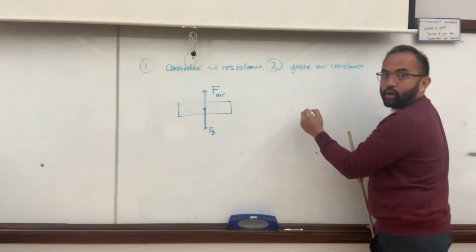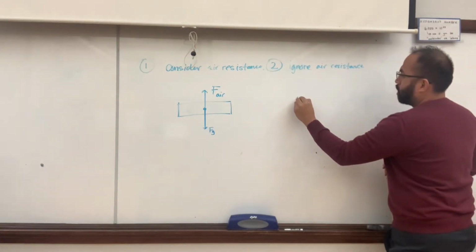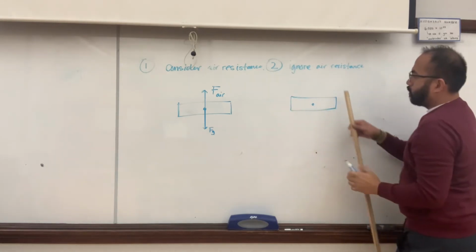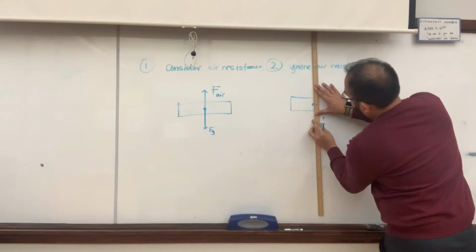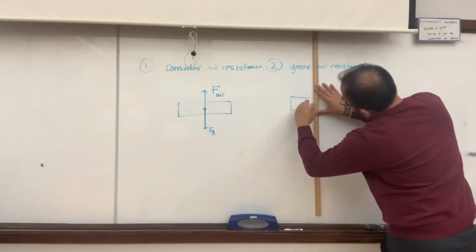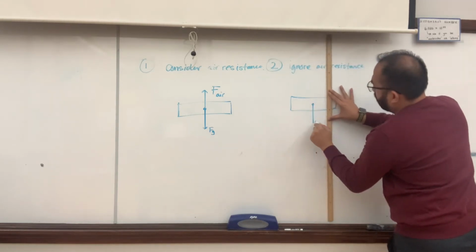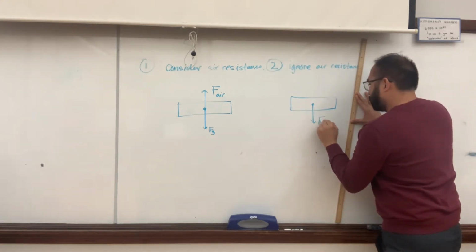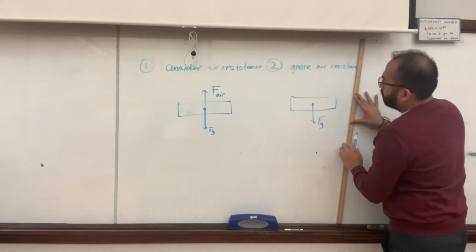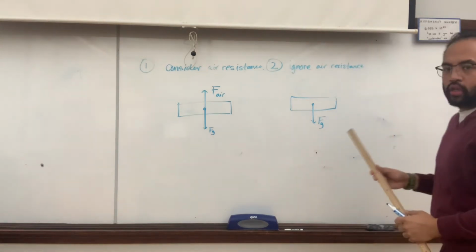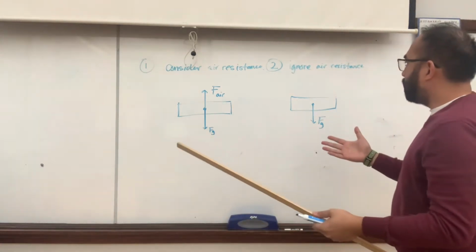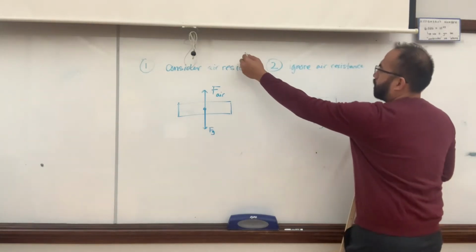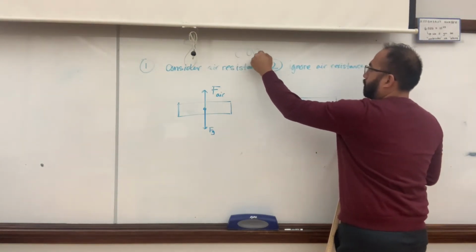Now let's say that we are going to ignore air resistance. So that means the only force acting on this is the force of gravity. Remember that your force of gravity is always vertically downward. So just for fun, remember this is at a constant velocity.